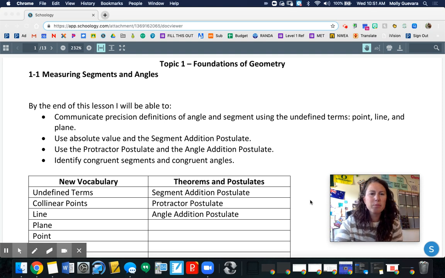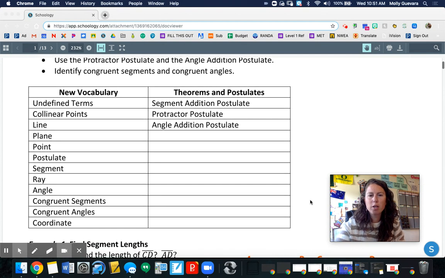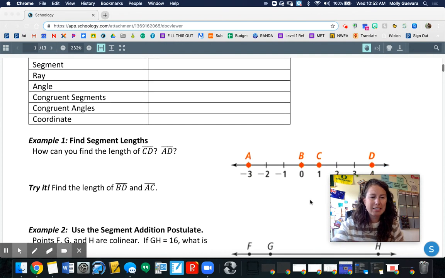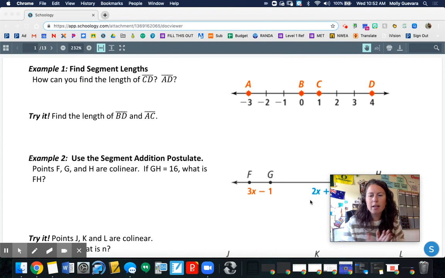All right, so hopefully you watched the video already on all the new vocabulary and postulates that we looked at. We are going to go ahead and start into our lesson now. So again, in your packet, in lesson 1-1, we're going to start looking at the measurements of segments, measurements of angles, all that fun stuff.